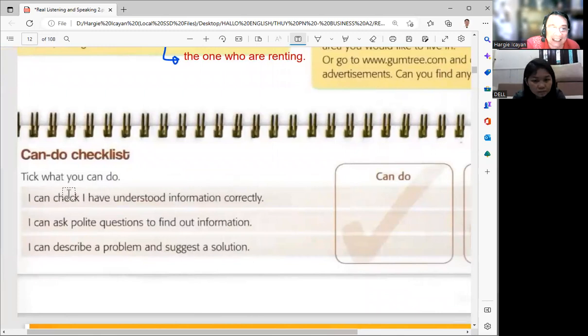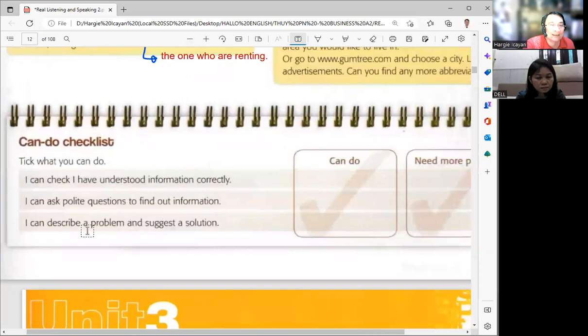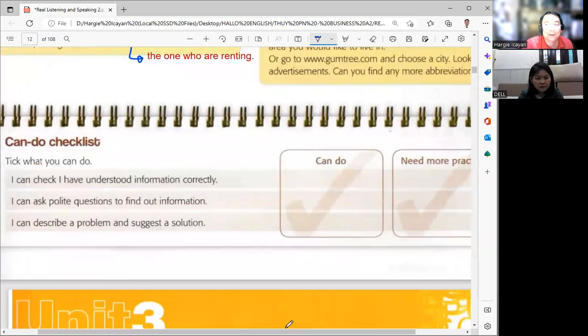Okay. So think what you can do. I can check. Okay. I have understood information correctly. Can do or need more practice? Can do. Yes. Okay, because you already understood the information on how you are going to phone and ask for information about a certain flat, right?